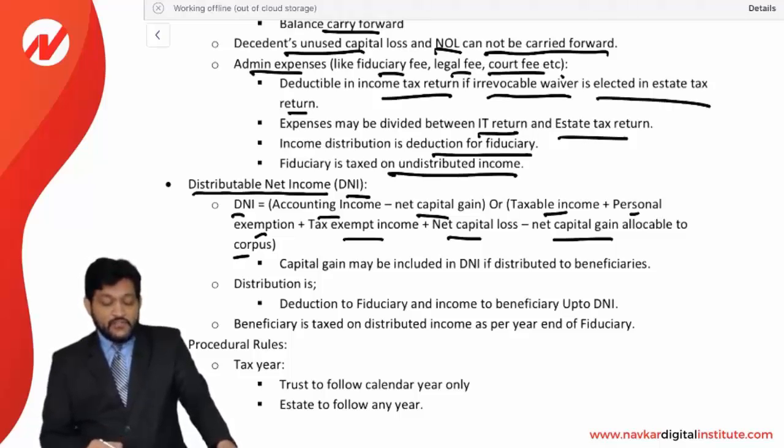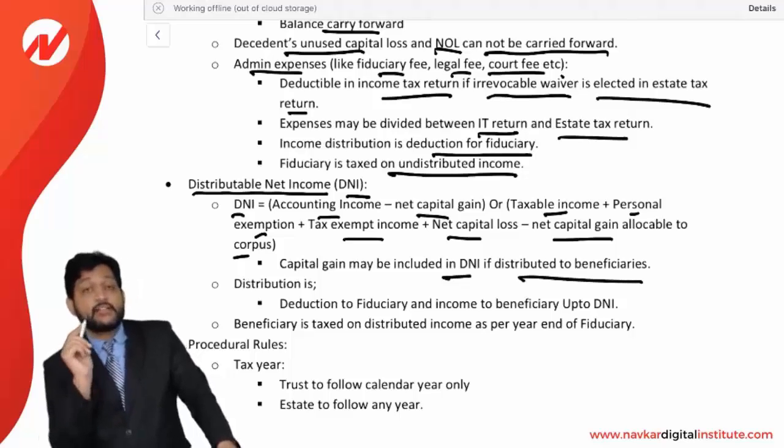Capital gain may be included in the DNI if distributed to beneficiaries. The capital gain part can be included in the DNI if it is distributed to the beneficiary. Just look at this: if not distributed, then not included. If distributed, then included.